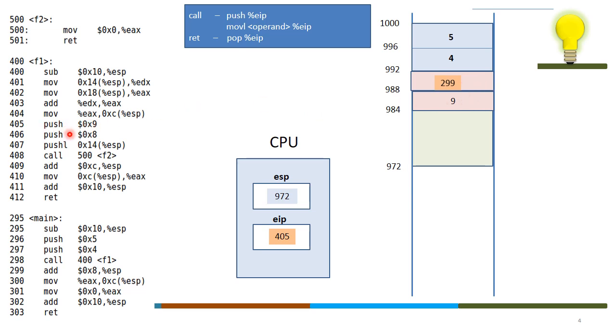Now the function is preparing for the execution of the next function, right? So we are passing parameters 9, 8 and the value which is there at this location. See, 405 will be executed now. Before that EIP will be incremented.